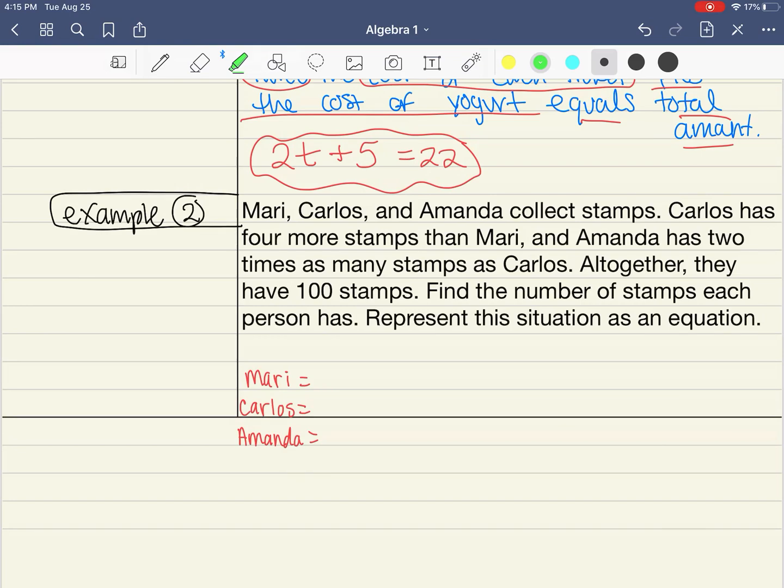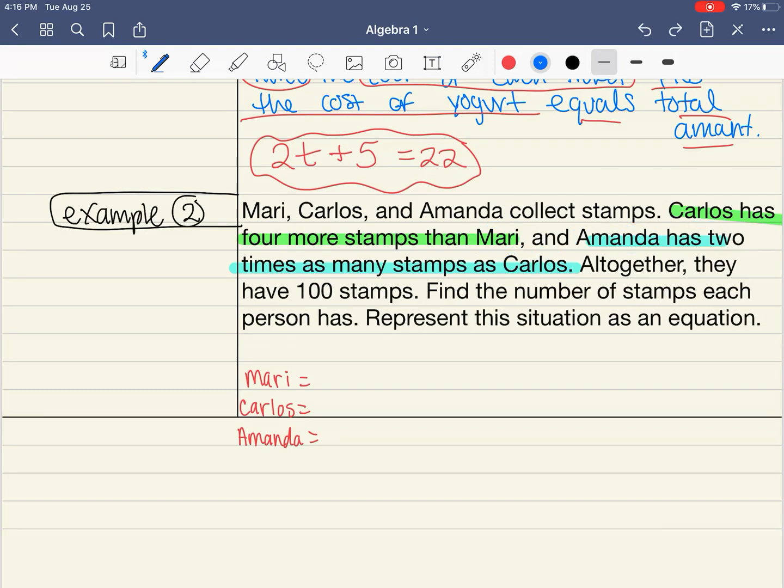So let me explain. Carlos has 4 more stamps than Mari. Amanda has 2 times as many stamps as Carlos. So to know Amanda's amount, I need to figure out Carlos's amount. So let's go look at Carlos. Carlos has 4 more stamps than Mari. So to know Carlos, I need to know Mari. So in order to figure out Amanda and Carlos's amount of stamps, I have to know Mari's first.